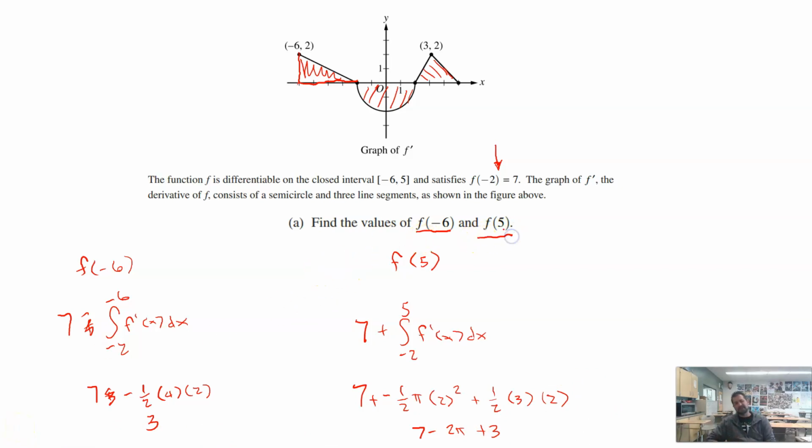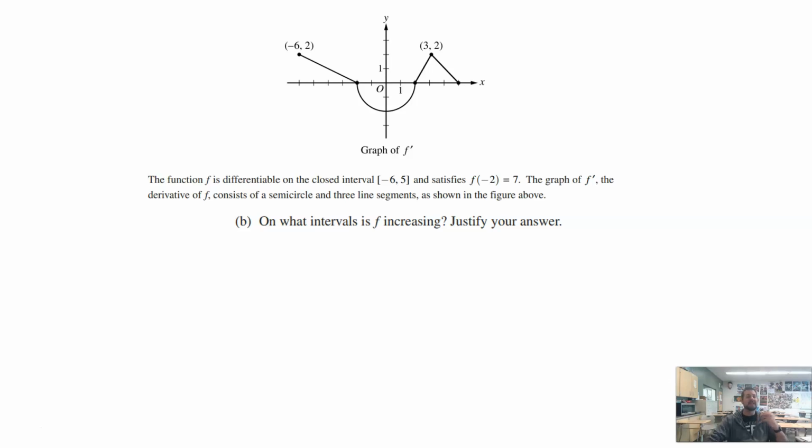Now, that's a little bit tricky, again, because there's just no context in this problem. I actually think letter C on this one's kind of tough, too. But letter B is actually really easy. On what intervals is the original function increasing?